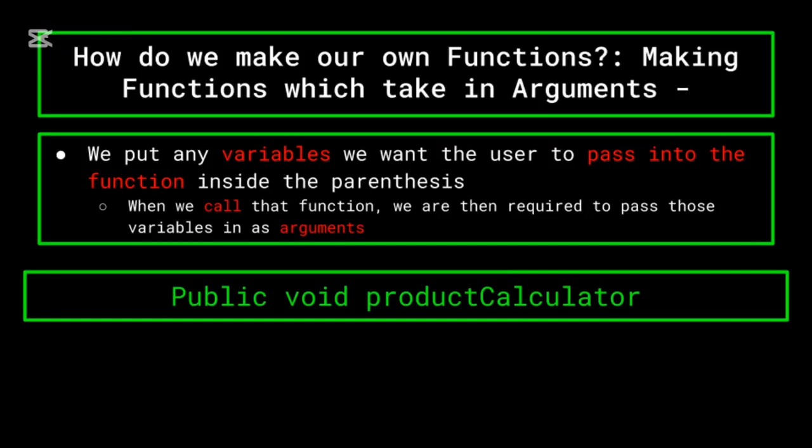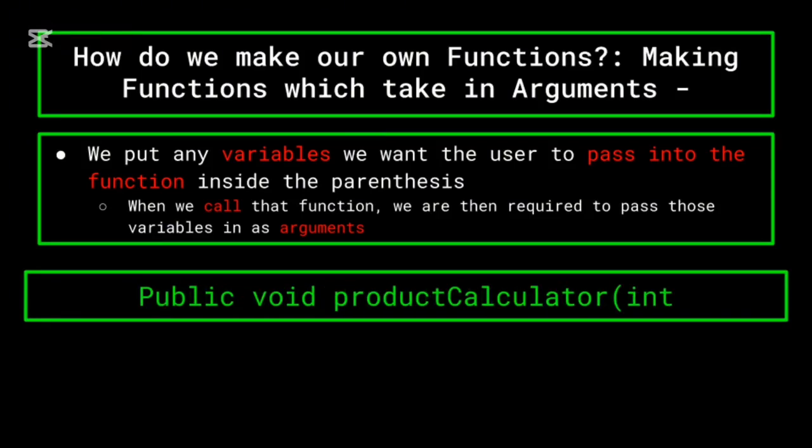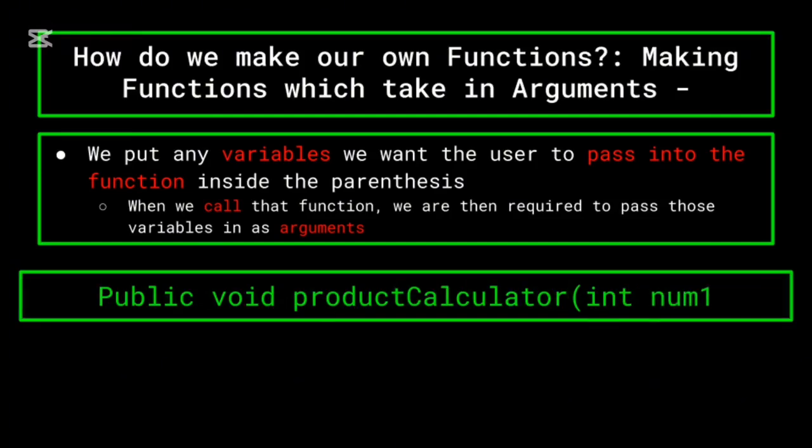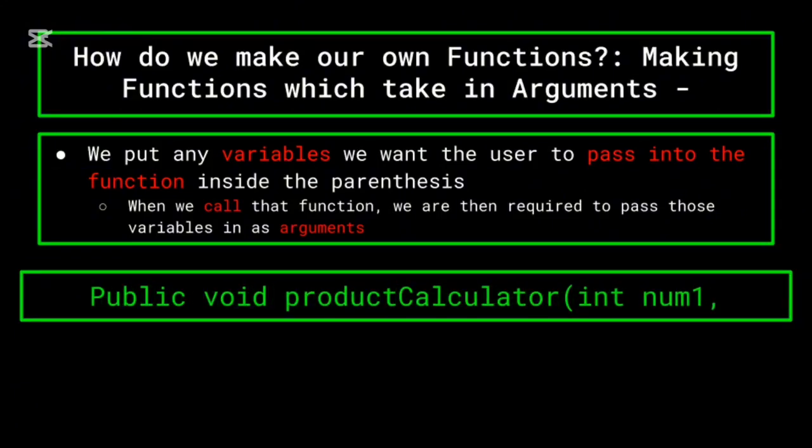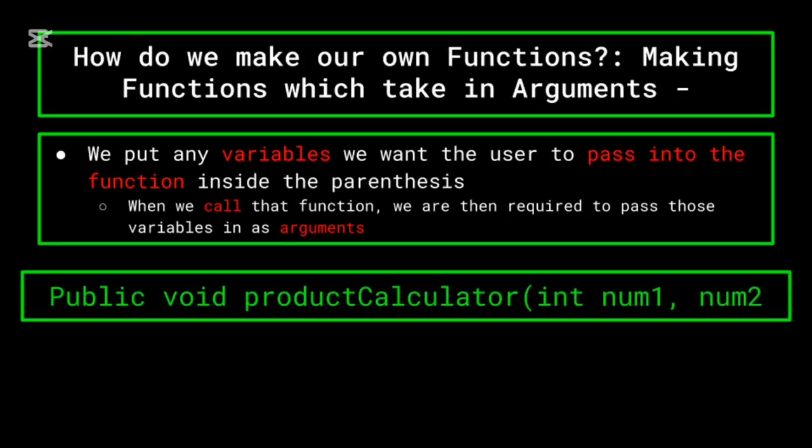And here comes a new part. Inside the parentheses, you define which type of variables you would like to pass in as arguments. In this case, an integer, and then a name for that variable. This name is what you will use to refer to the integer that the user passes in. For example, let's just call it num1. Then, if we want to add another argument, we simply add a comma in between the two, and we can make another integer variable, num2, to hold the second number.